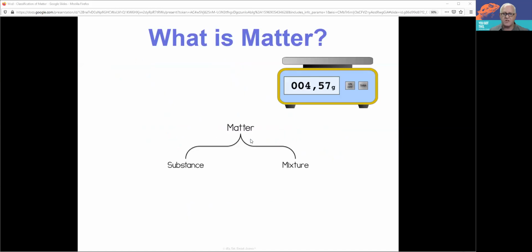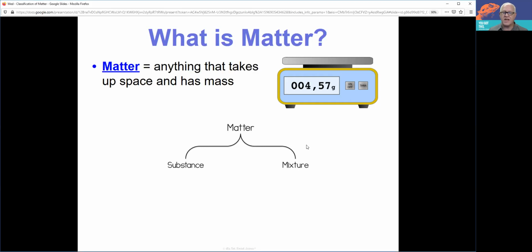So, as we talked about before, what is matter? Matter is anything that takes up space and has mass. Matter is either a substance or a mixture. Let's repeat that. Matter is either a substance or a mixture of substances.